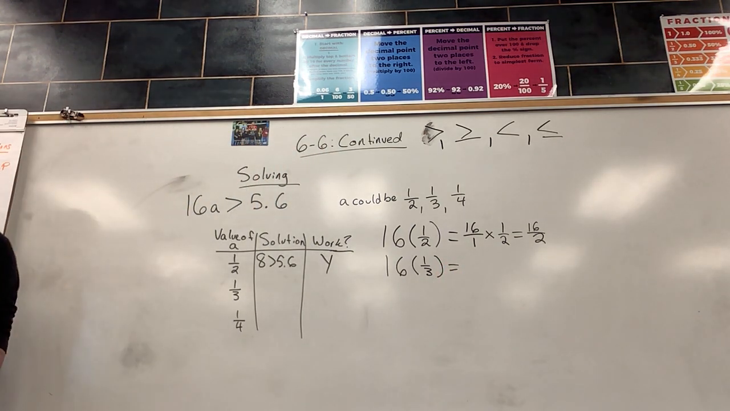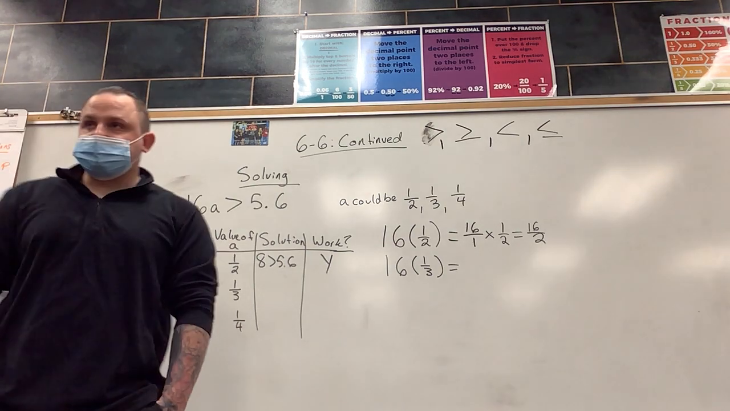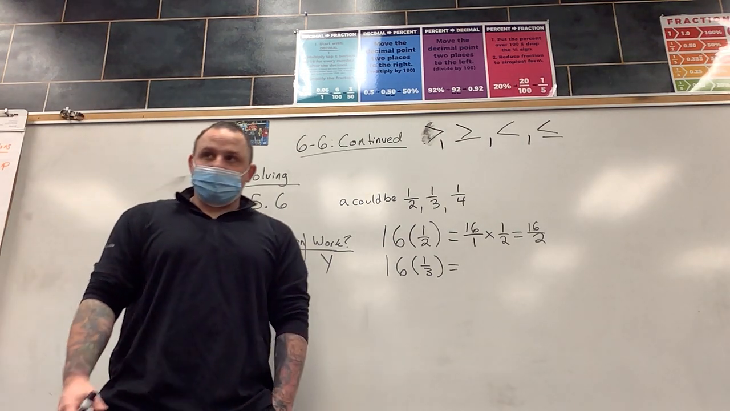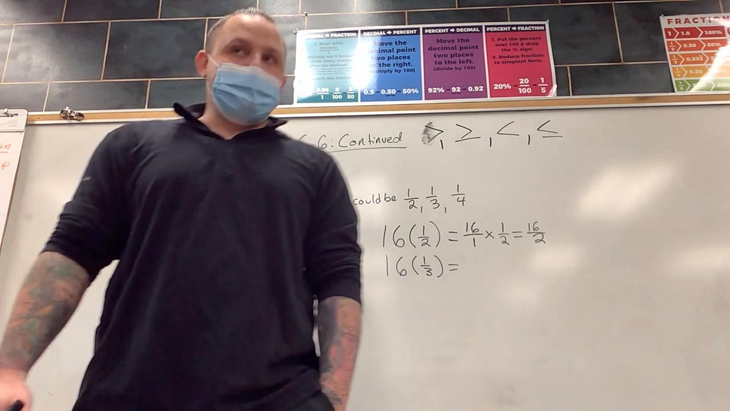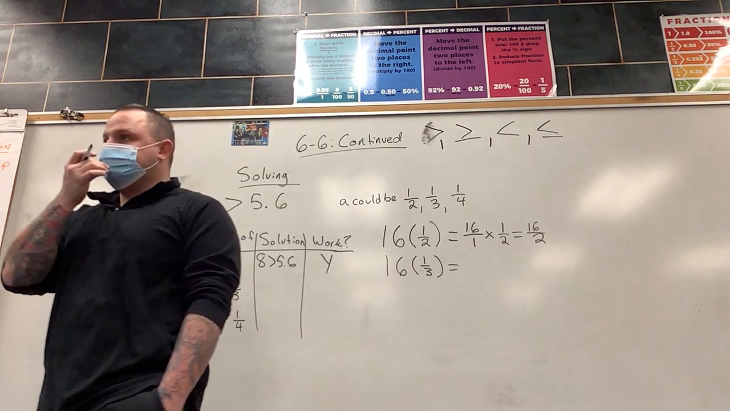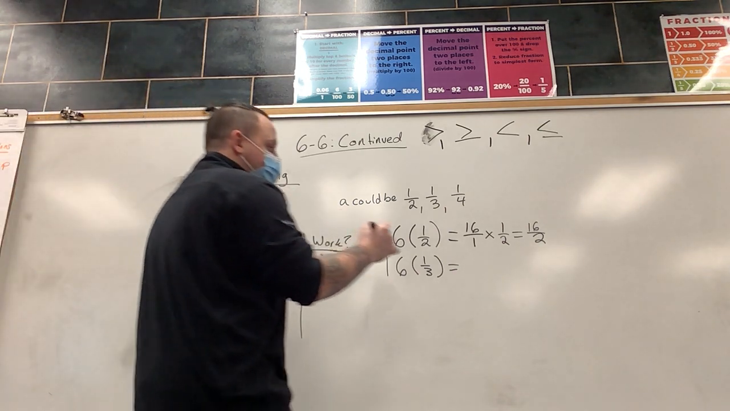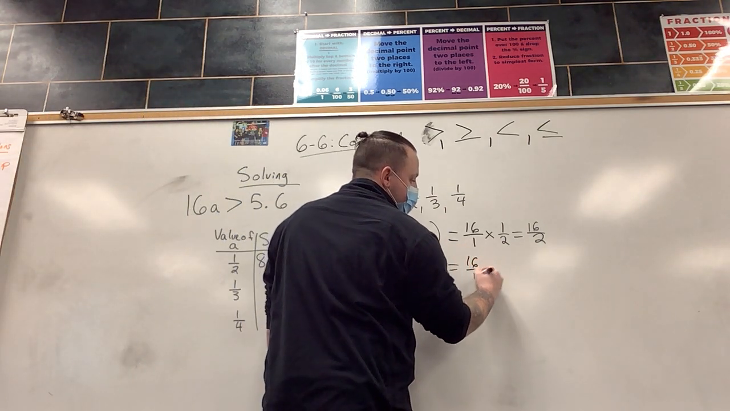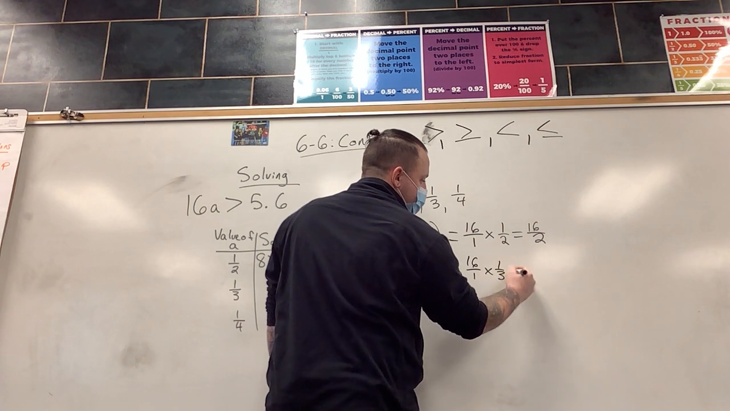Again, what is the problem? A whole number multiplied by a fraction. So what do you have to do? Make it a fraction. What is 16 as a fraction, everybody? 16 over 1, times 1/3 now.